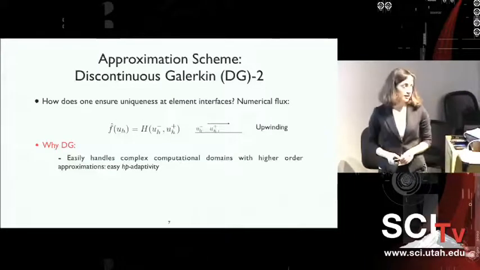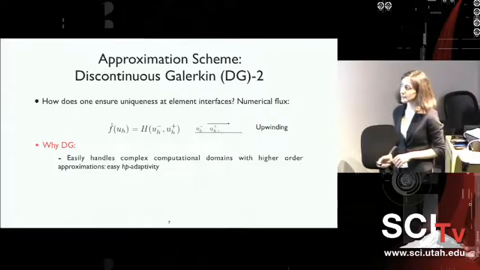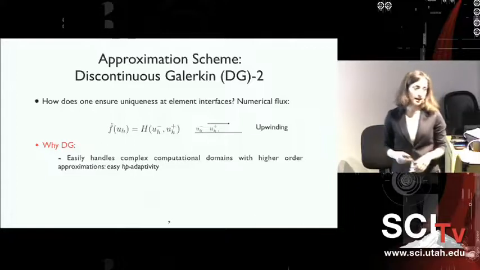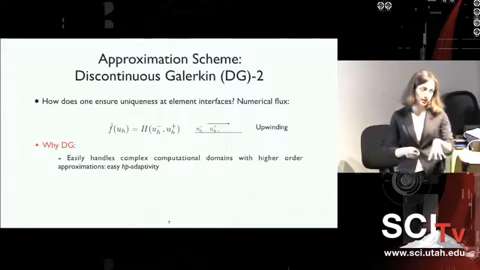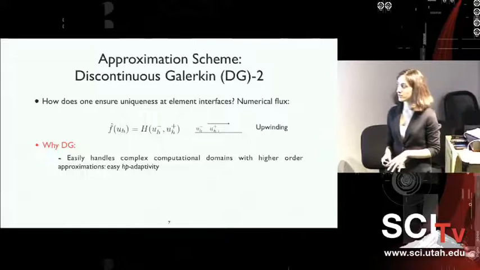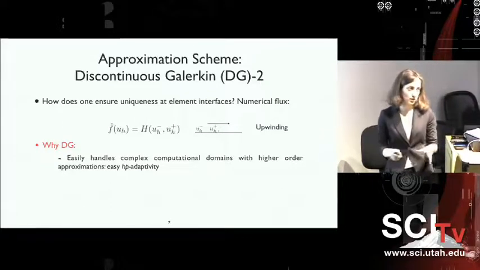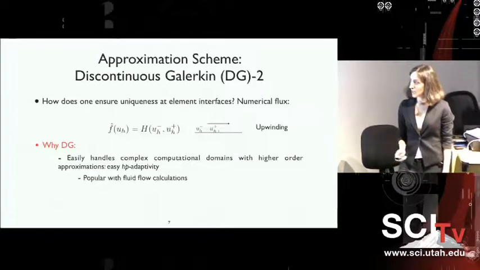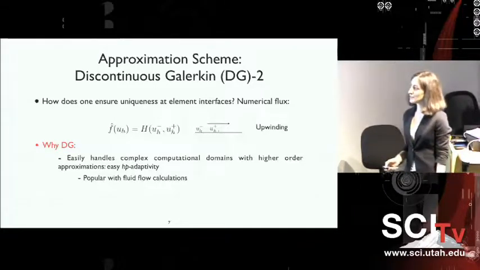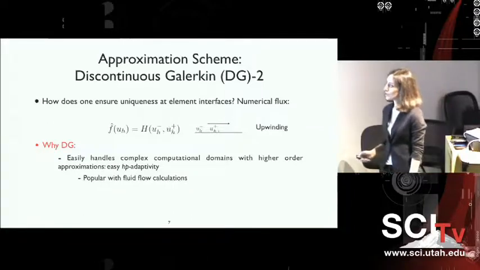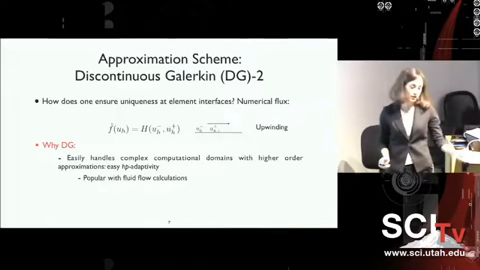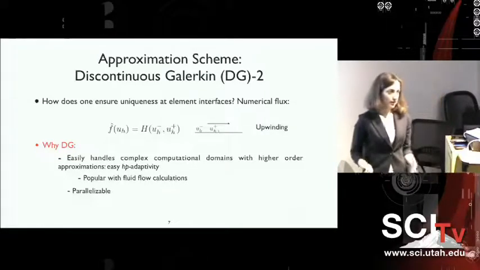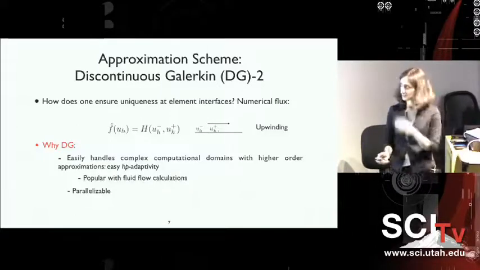So why do we use the discontinuous Galerkin? Because it easily handles complex computational domains with higher order approximations. It has easy HP adaptivity because we can treat each element locally, and if we want to have a higher order approximation at some part of the domain, we can just do it easily within the element itself. It's very popular with the fluid flow calculations, partially due to the tricks we can do with the numerical flux. And also it is easily parallelizable, again, due to the fact that it treats each element locally.